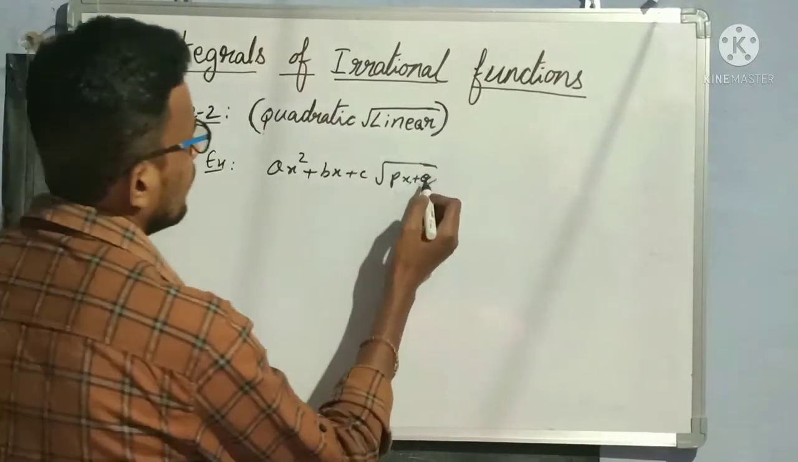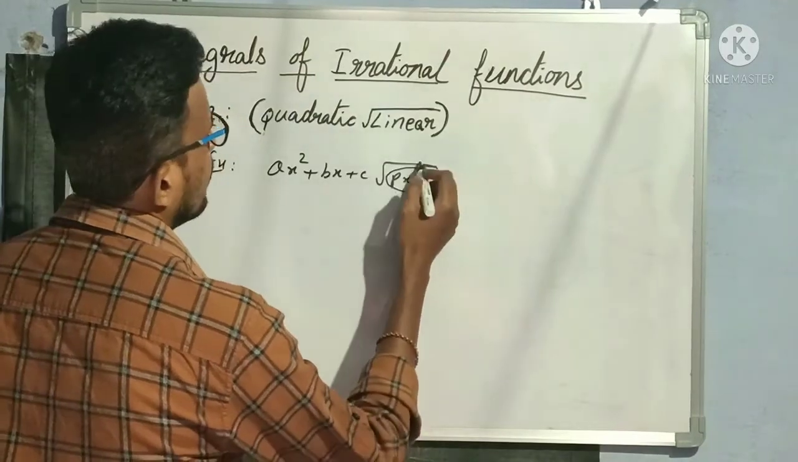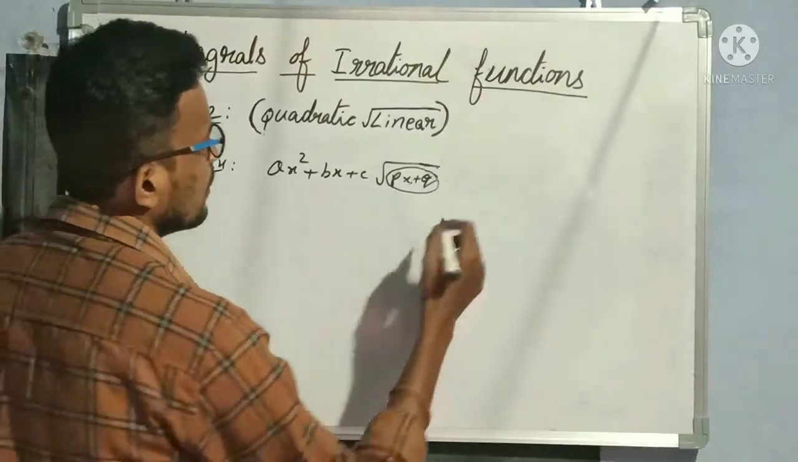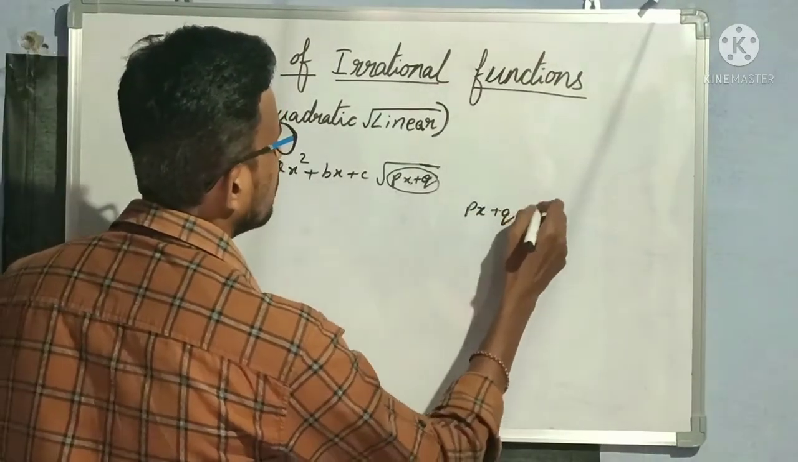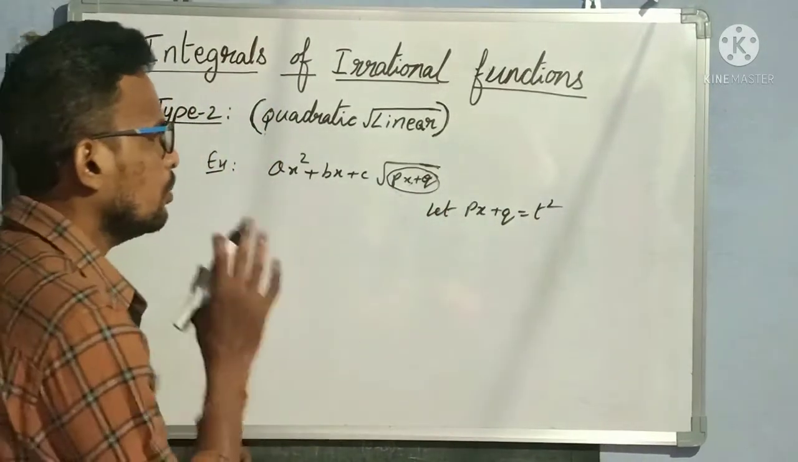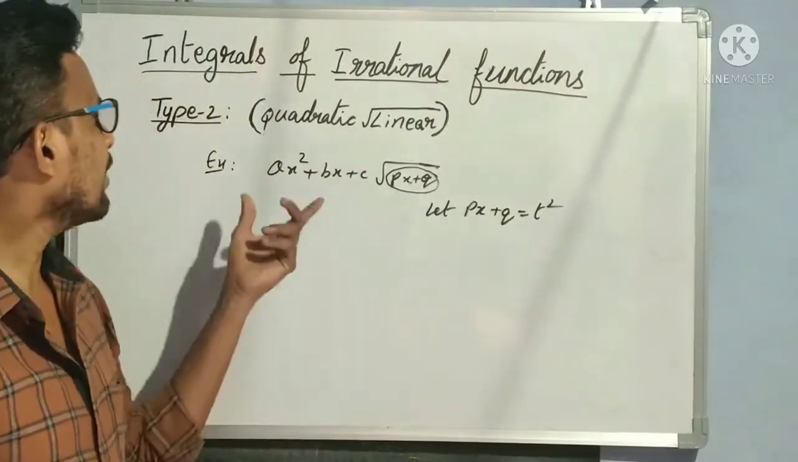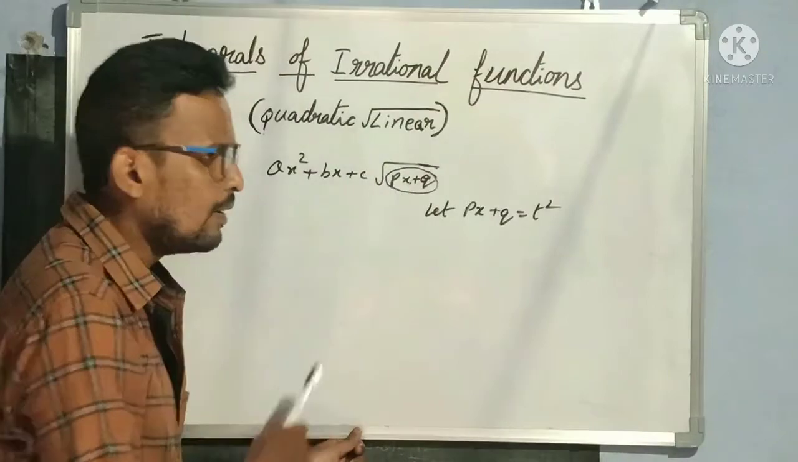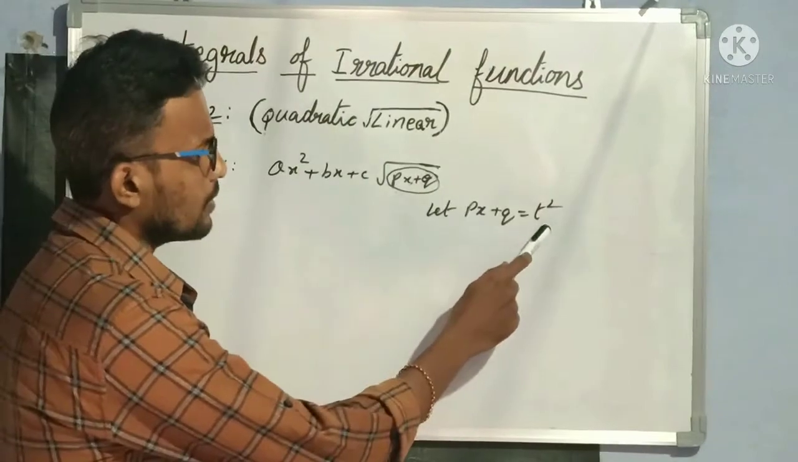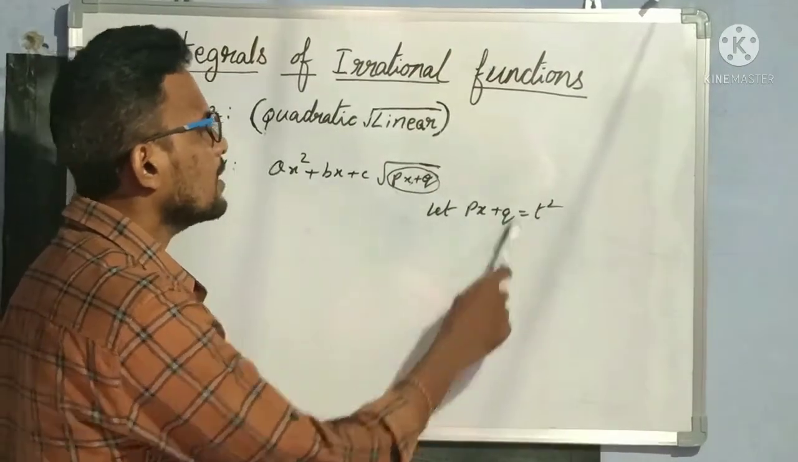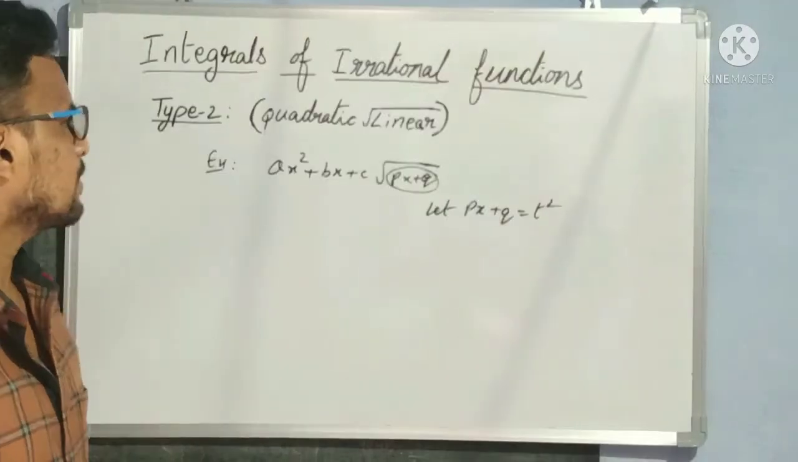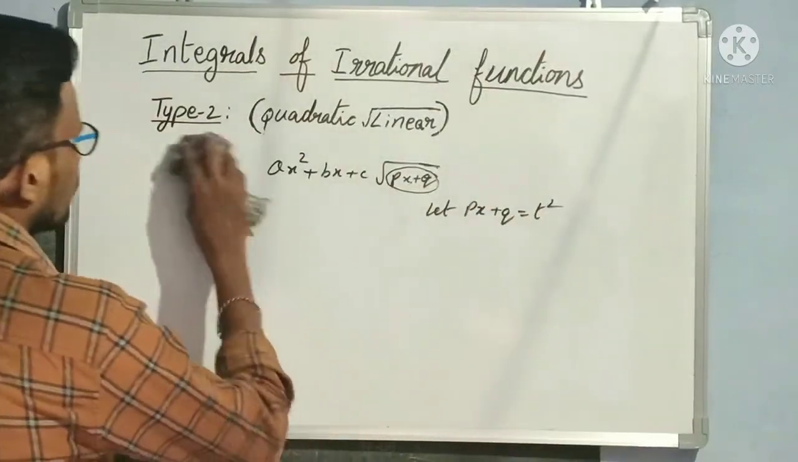Whatever linear function is there in the square root part, that irrational function, we have to take as t square. So let px plus q equal t square, substitute, and then proceed. Understood? Whenever we see a question of the type quadratic under root linear, we assume that linear function as t square, and then continue. Let us understand this in detail with an example now.